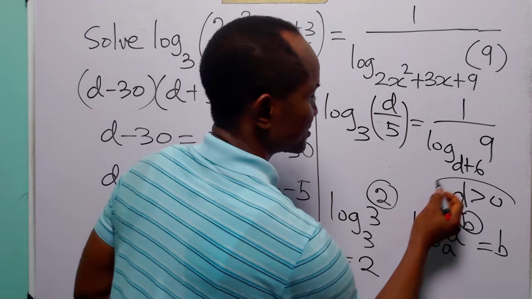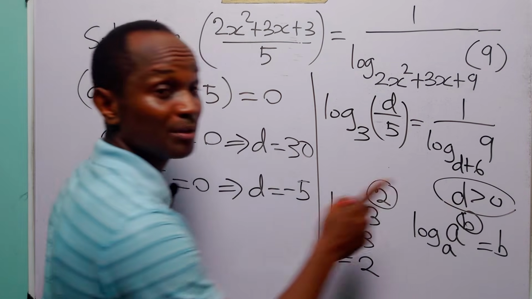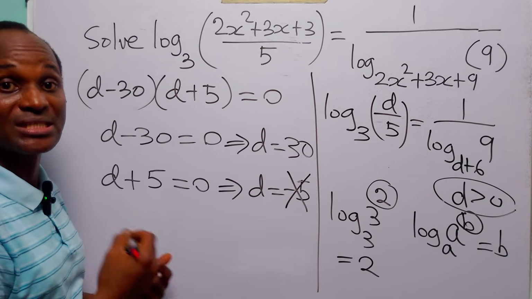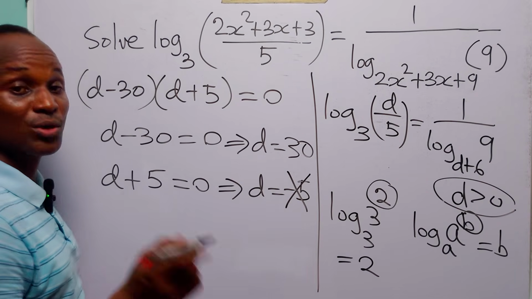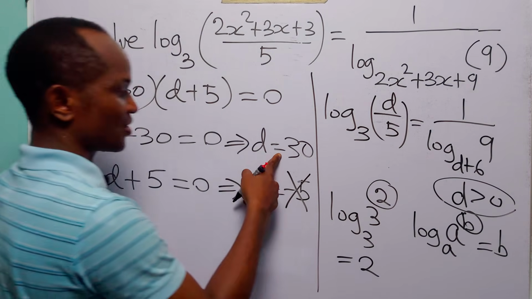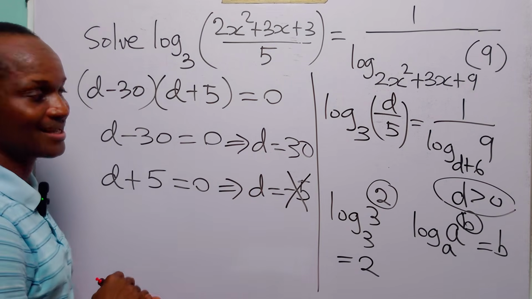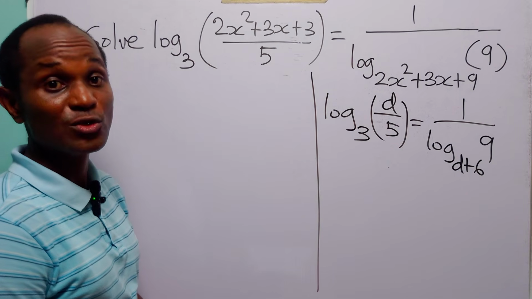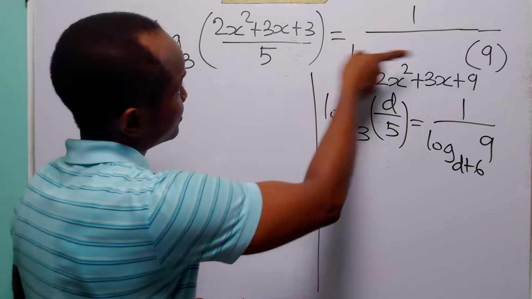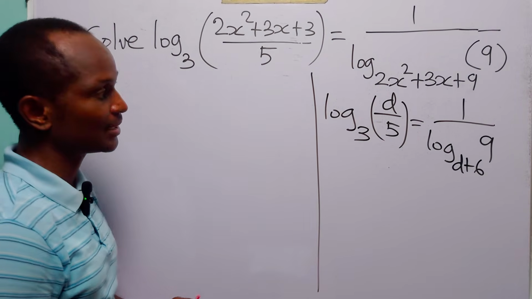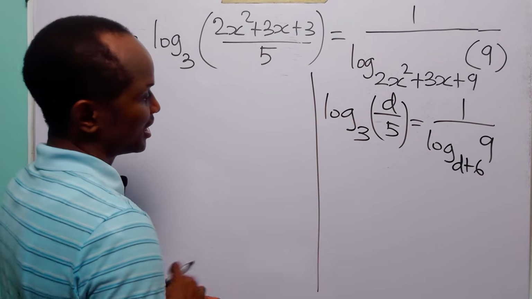Now we go back to this constraint. We have that d must be a positive number. This is a negative number, so it is unacceptable. The only value of d that satisfies this logarithmic equation is d equal to 30. Now, before we do the final calculations for the values of x, let us check the value of d that we calculated in this equation.